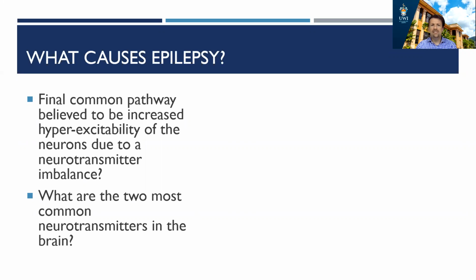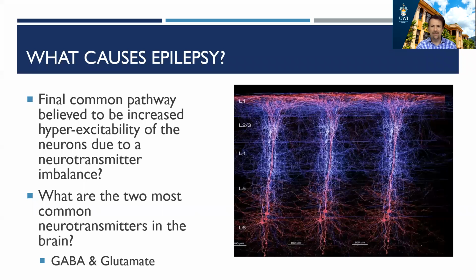So what causes epilepsy? Well, there are many important neurotransmitters in the brain. And the brain represents a balance between excitation and inhibition. And the two transmitters that we're talking about are GABA and glutamate.